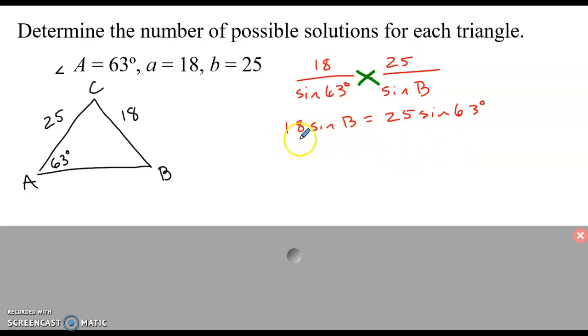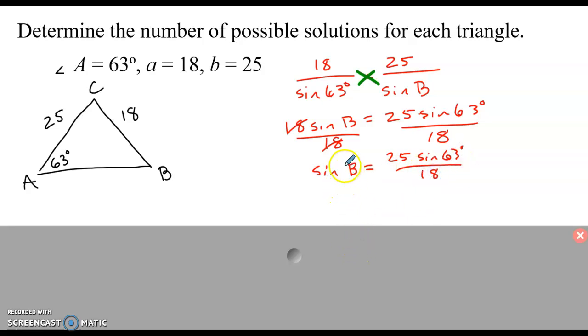Then, to solve this for angle B, my next step would be to get rid of that 18 by dividing both sides by 18. And then I've got sine of angle B is equal to 25 sine 63 over 18. And then the final step in solving for B is to do the inverse sine.